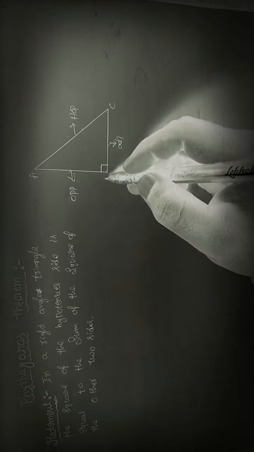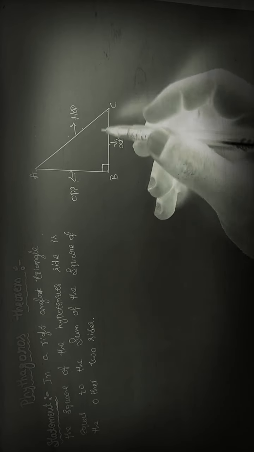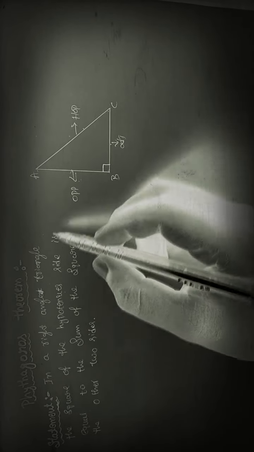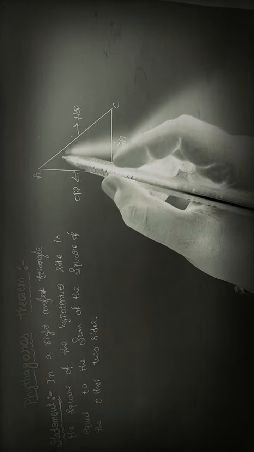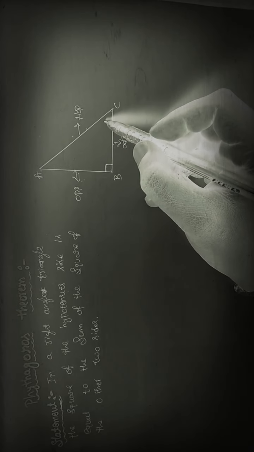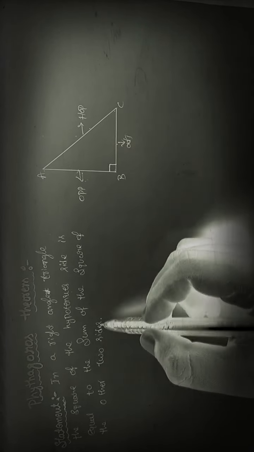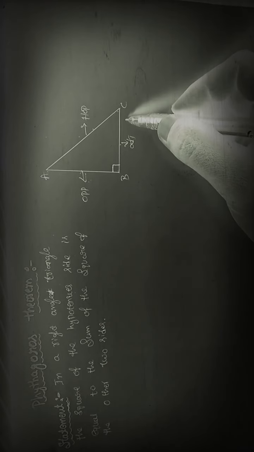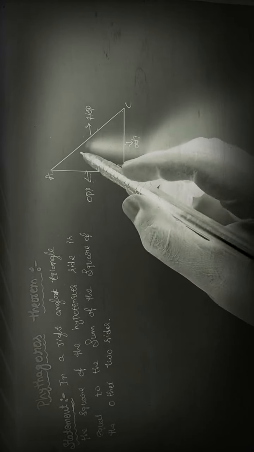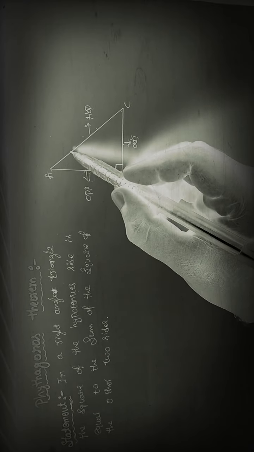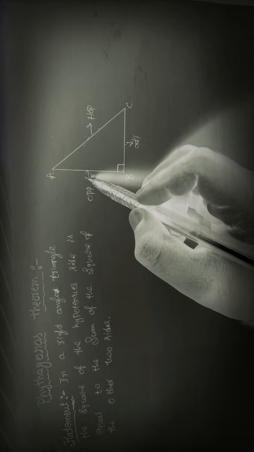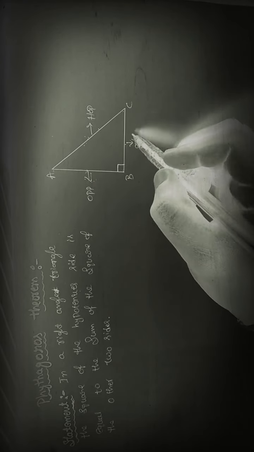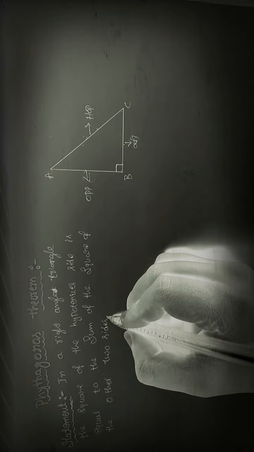Consider this right angle triangle. In a right angle triangle, the square of the hypotenuse side is equal to the sum of the square of the other two sides. This is what the statement says.